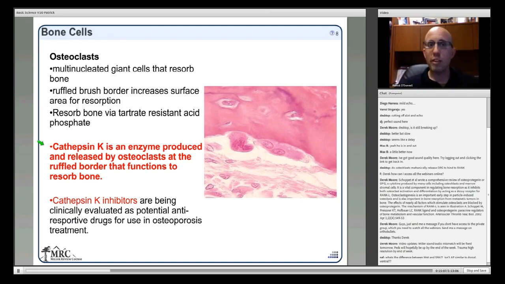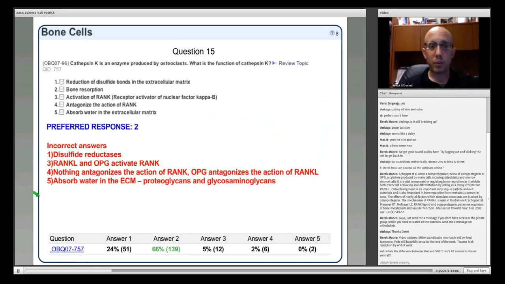Cathepsin K is one of the enzymes produced and released by the osteoclasts at the ruffled border to function to resorb bone. Currently, cathepsin K inhibitors are being evaluated as potential anti-resorption drugs used for osteoporosis. Back to the question. Cathepsin K is an enzyme produced by osteoclasts. What's the function of cathepsin K? Well, it's 2. It's involved in bone resorption. 66% of you got that right.